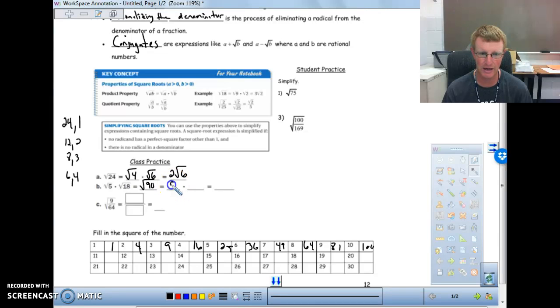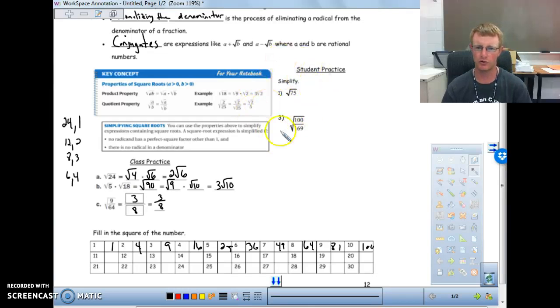Well, I know that the square root of 9 times the square root of 10 equals the square root of 90. The square root of 9 is 3, so we're left with 3 root 10. This one up here is real simple. Take the square root of both top and bottom separately. The square root of 9 is 3. The square root of 64 is 8, so we're left with 3/8.